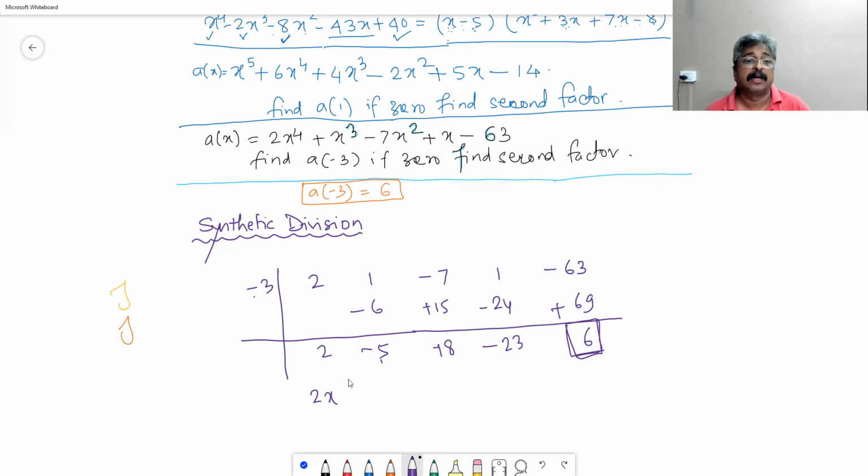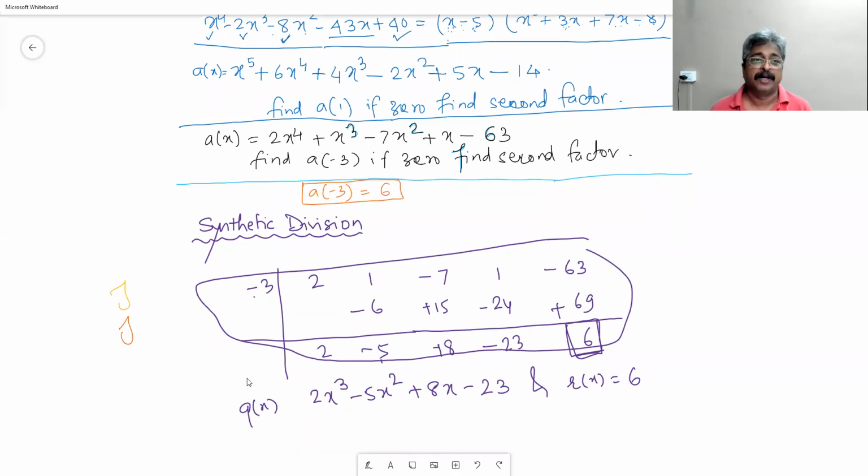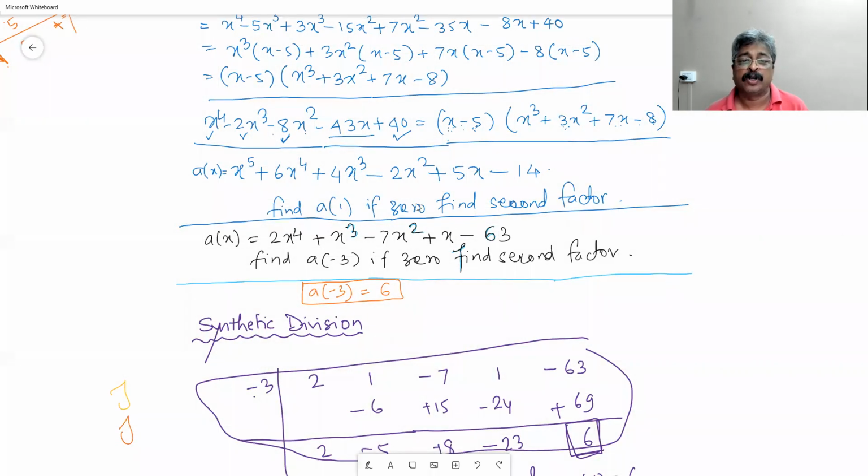2x, our polynomial was x4, therefore this is 2x cube minus 5x square plus 8x minus 23. This is q of x, and r of x is equal to 6, and this is what is synthetic division. Okay, I think I messed it up in the first place, therefore let me show you for that problem.